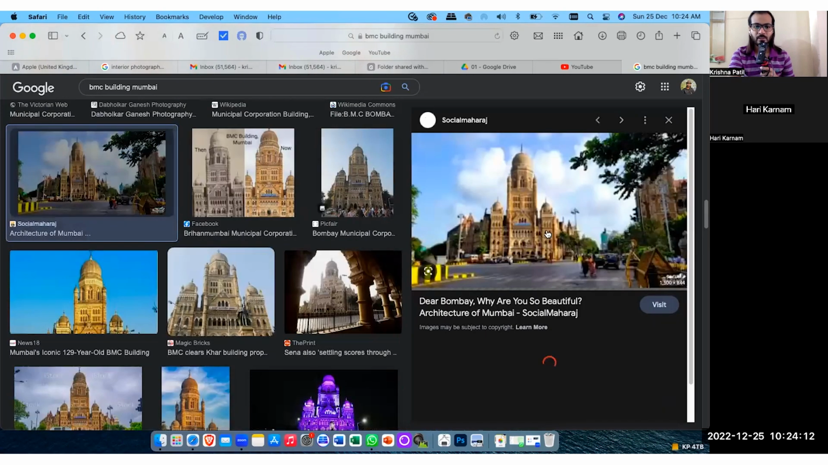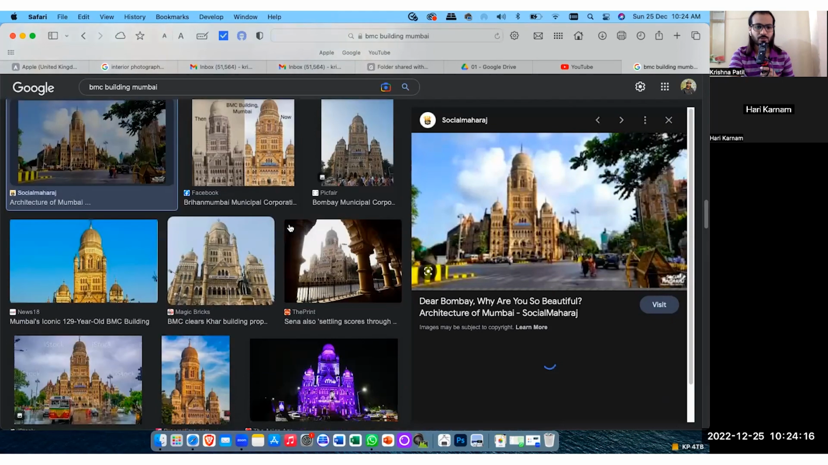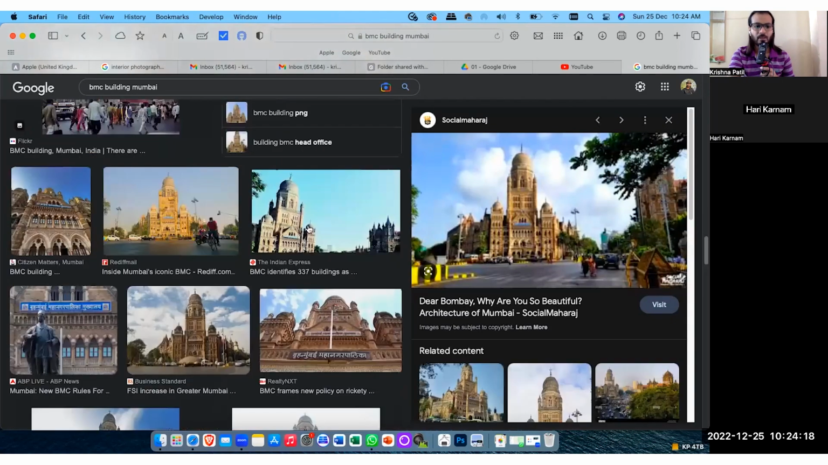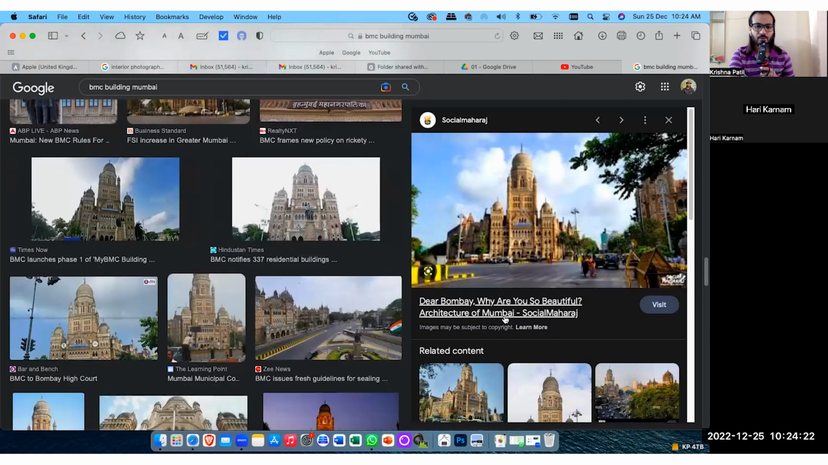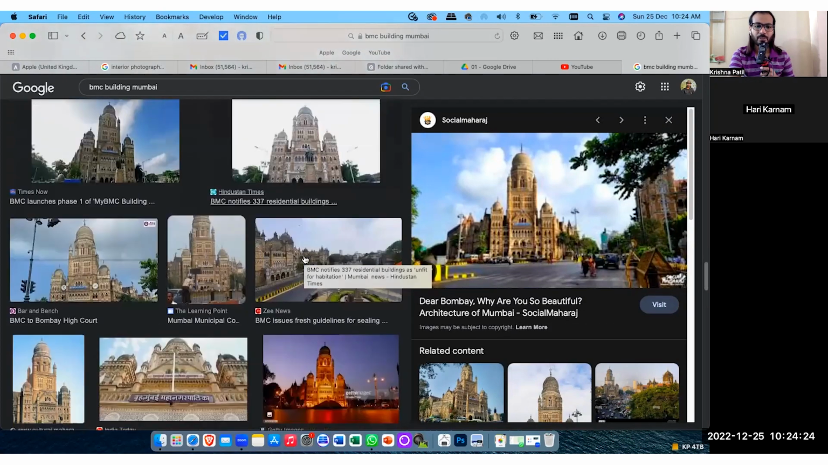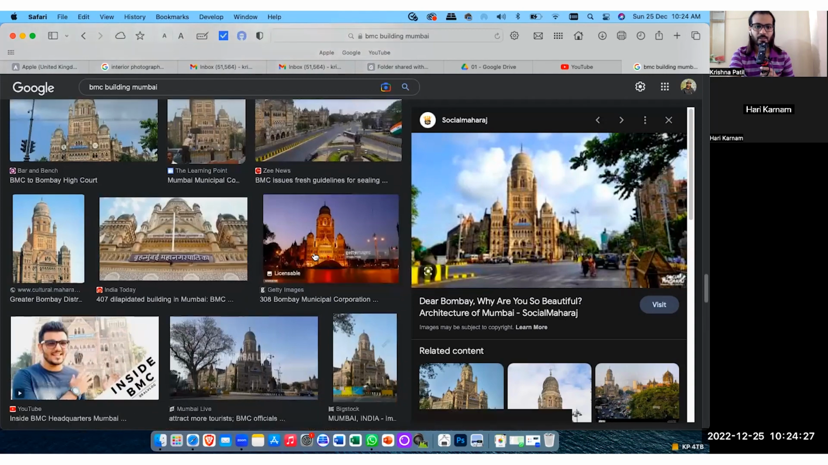See, there are a lot of competitions where you will be able to see this particular angle. And these are all stock photography. So if I want to use this particular image, I will have to pay the person.